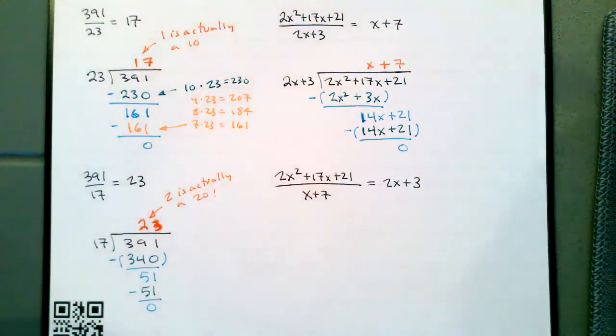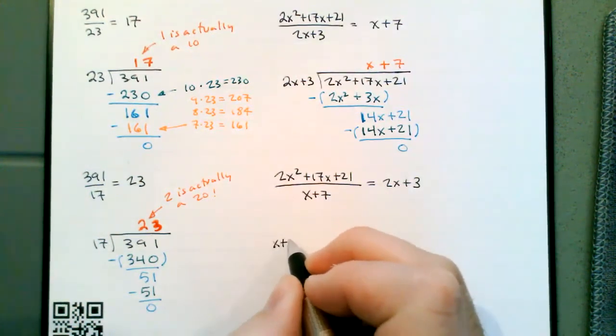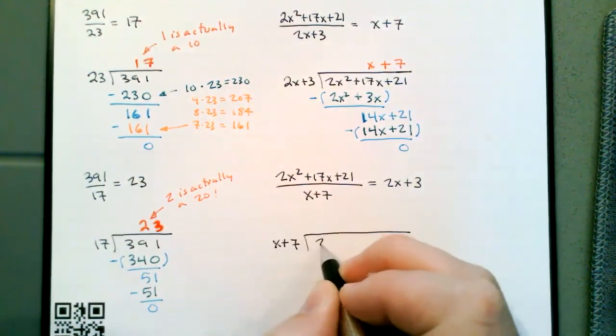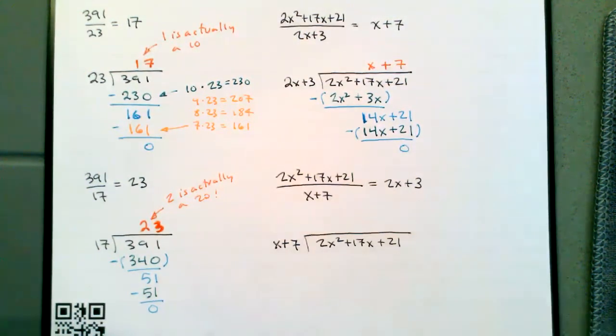Let's switch over to polynomials and see all the same things happen. If I take x plus 7, I want to divide x plus 7 into 2x squared plus 17x plus 21. We're asking the same questions.